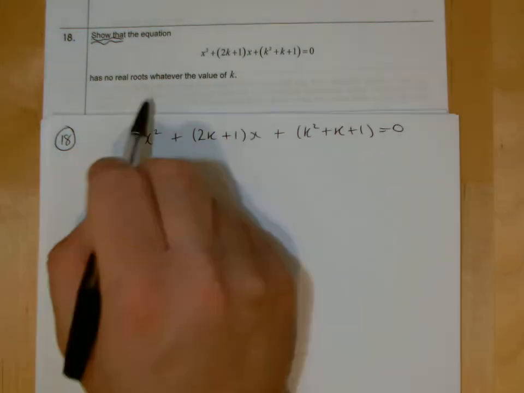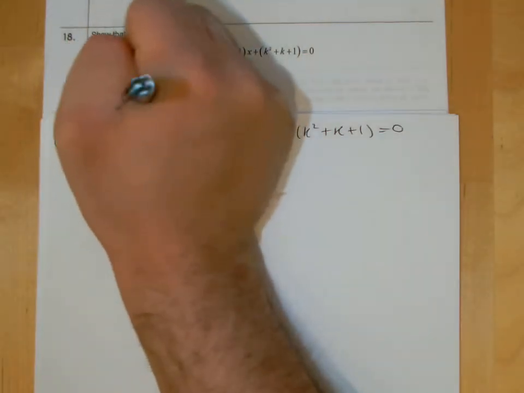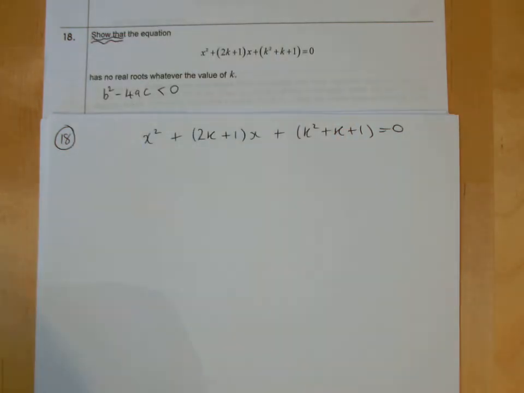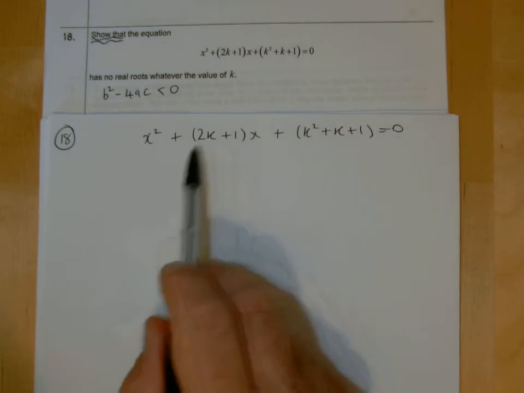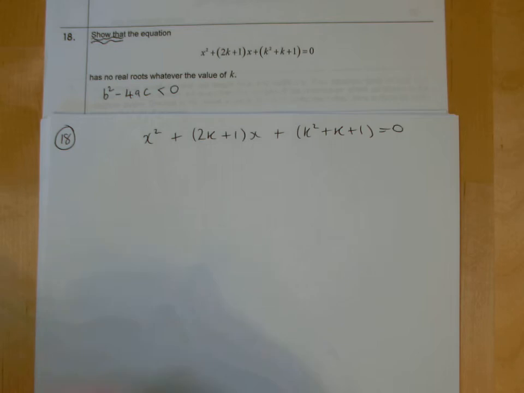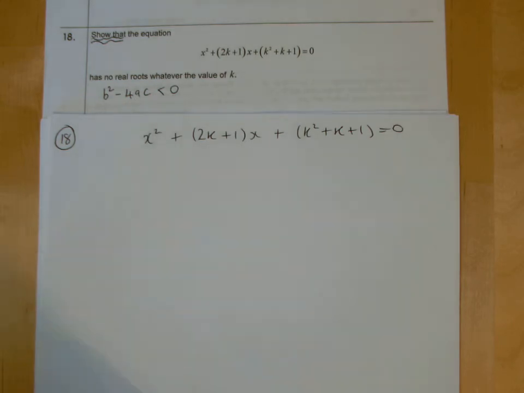Now remember, with no real roots, b squared minus 4ac would be negative, wouldn't it? The discriminant should be negative, okay, because there's no roots coming out. However, we're not going to start off with that statement because we don't know that's true. We actually want to show that b squared minus 4ac is negative, and then we've proved it, okay? So it's like a proof question.